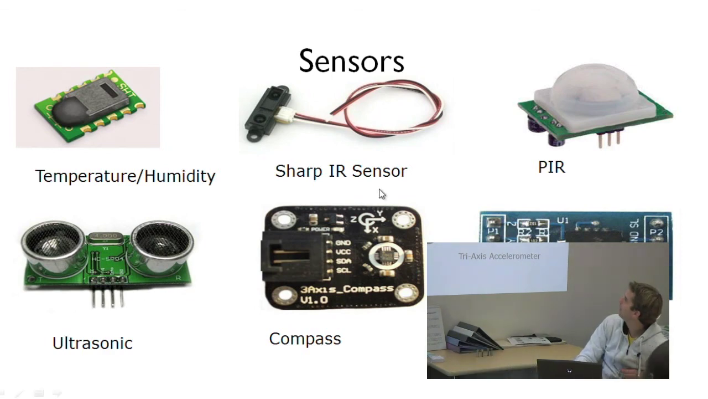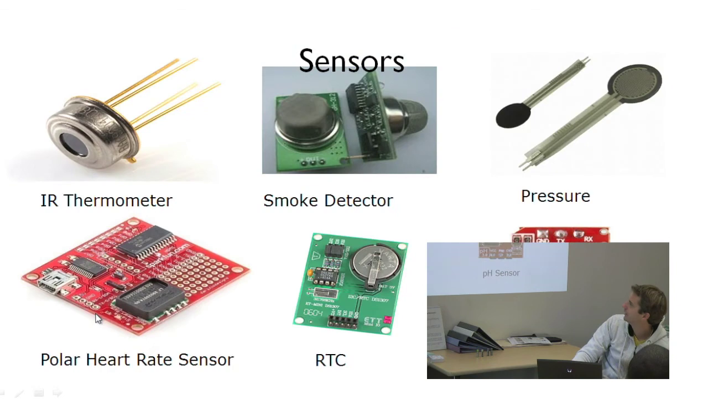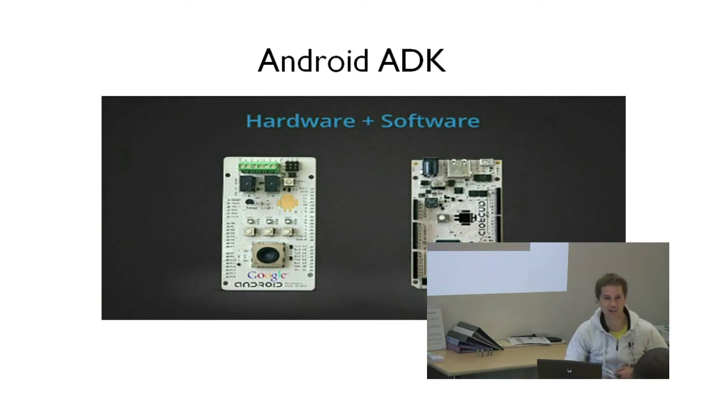Temperature, humidity, IR, passive infrared, accelerometers, inertial compasses, ultrasonic sensors, AC current, Hall sensors, CO2 sensors, flame sensors, flex sensors, infrared receivers, thermometers, smoke detectors, pressure sensors, pH sensors, real-time clocks, heart rate sensors. You can do a lot of stuff with the Arduino.